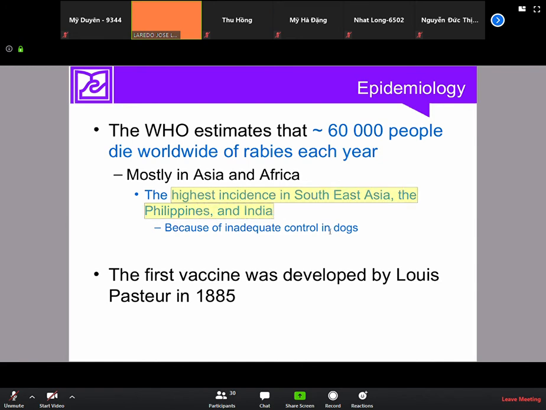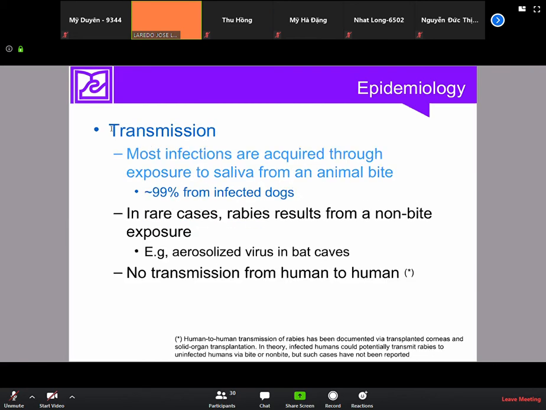And why is this possible? Because of the dogs. Because there are many dogs living in the street, we say stray dogs, and they are not vaccinated against rabies. So the problem in Vietnam is the control of dogs. The first vaccine against rabies was developed more than 100 years ago by Louis Pasteur. This was one of the greatest achievements in microbiology. The transmission of rabies virus is through inoculation into the skin.